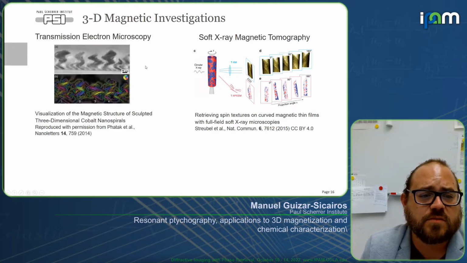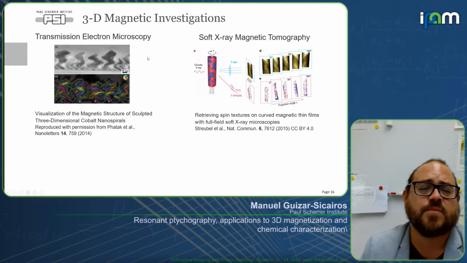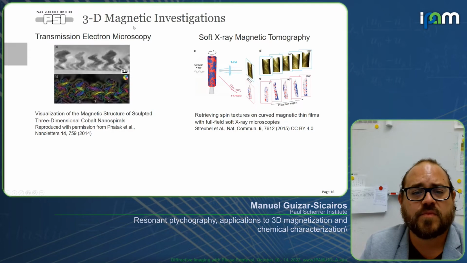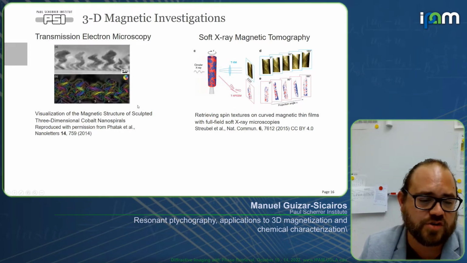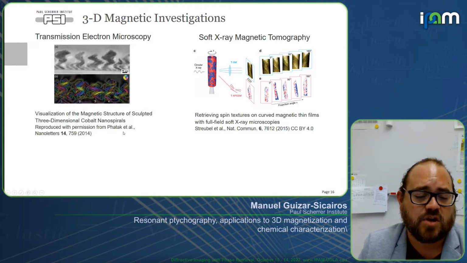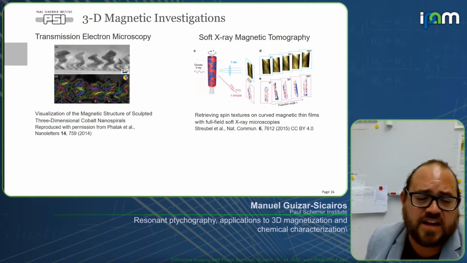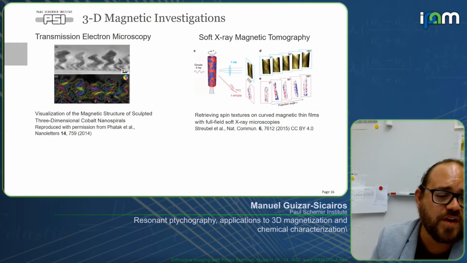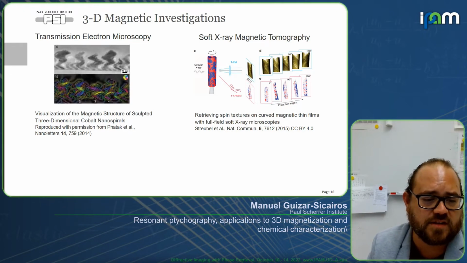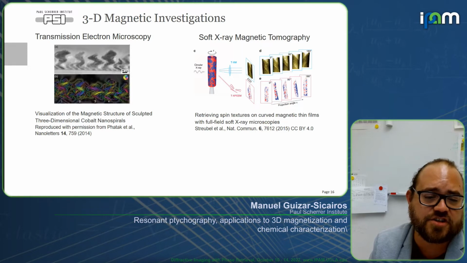There are different techniques that have emerged over the years to do 3D magnetic investigation. So of course, TEM obtains the best resolution. This is already an older result. But with TEM, you can get resolution below 10 nanometers and really probe in much detail these complicated magnetization structures.